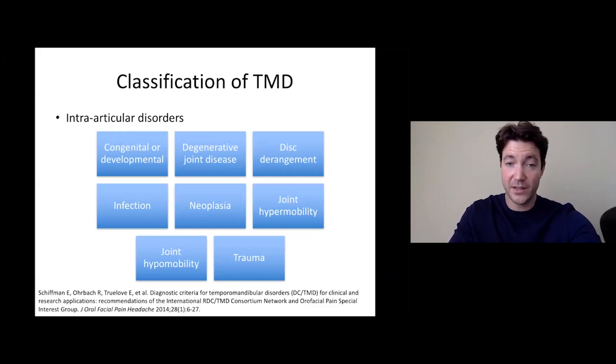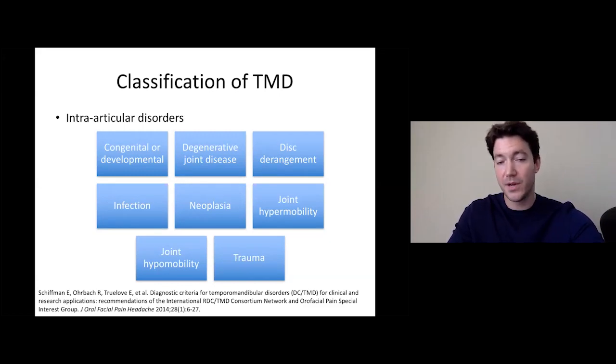Again, neoplasia. Lots of different conditions that can affect the condylar head or the cartilage at the head of the condyle. All those different tissues within the temporomandibular joint have the potential for neoplasia, and they can present in a variety of different ways. Joint hypermobility, so laxity within the joint, a chronic dislocation or frequent dislocation. This is something to consider.